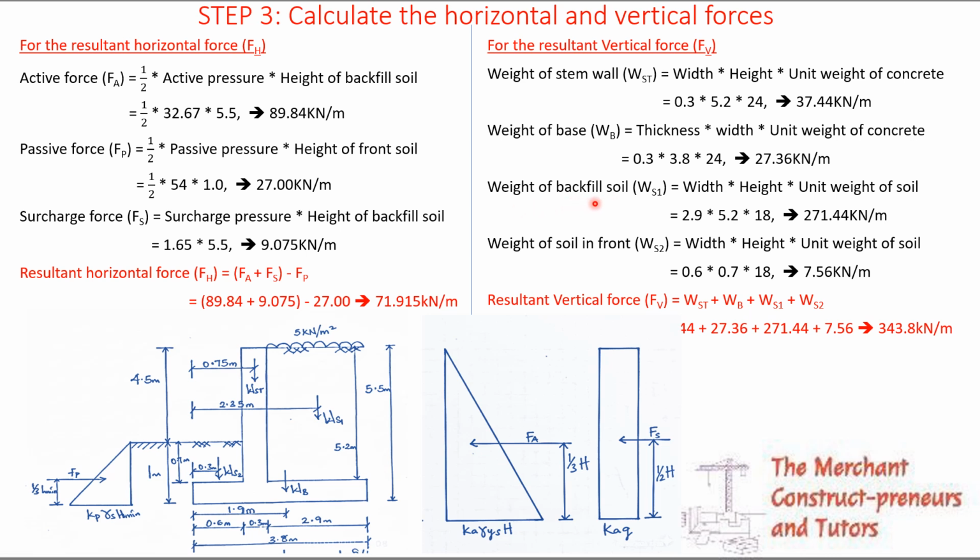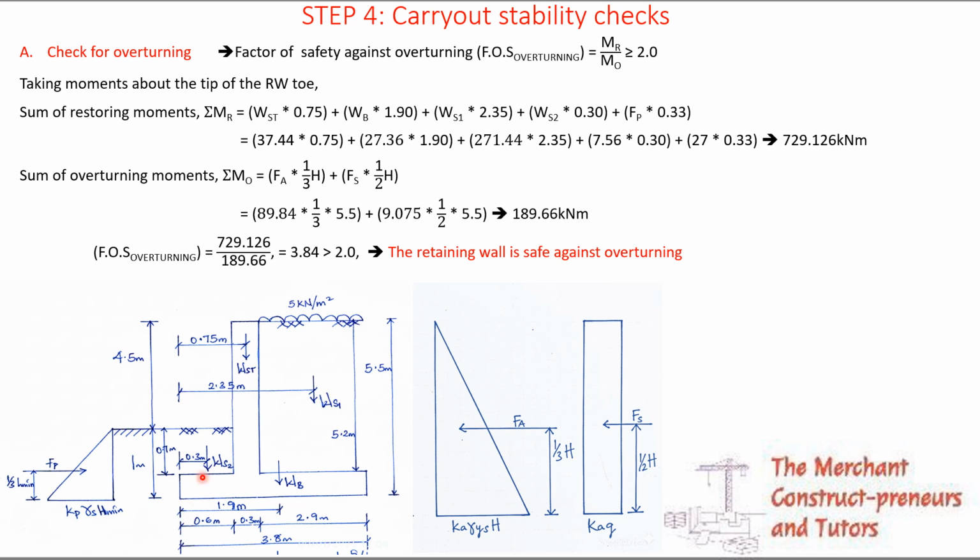For the weight of the backfill soil, the width multiplied by the height multiplied by unit weight of soil, right? This is the portion here. The width multiplied by the height times unit weight of soil, that is 18. Same thing here, the width multiplied by the height multiplied by the unit weight of soil. So when you add, everything is acting in the same direction downward, so you add them together, you have this value here. So the next step is to carry out stability checks.